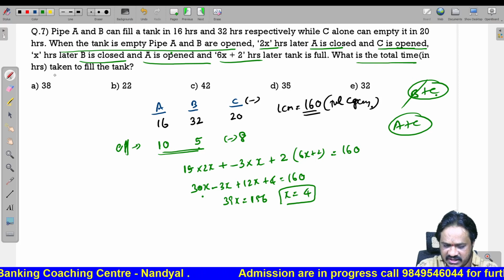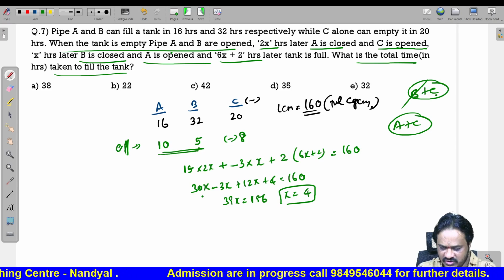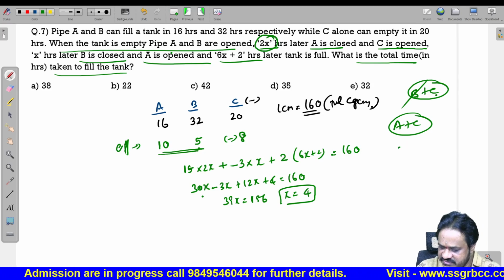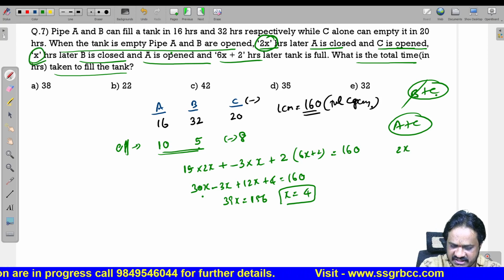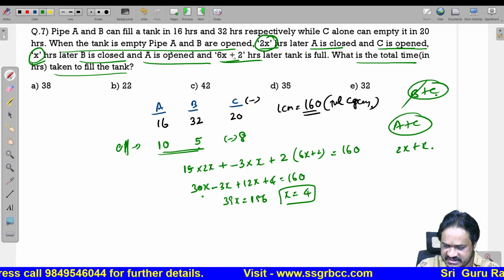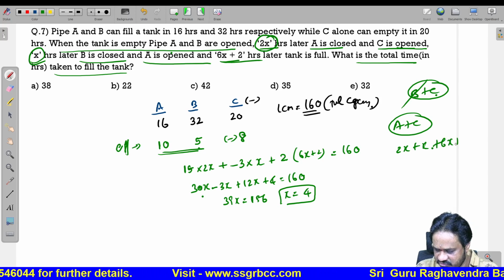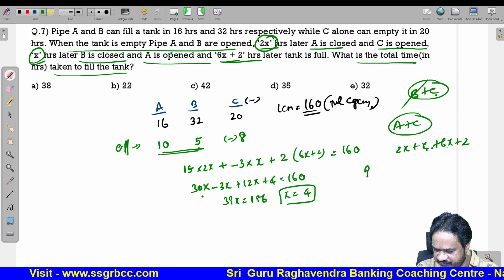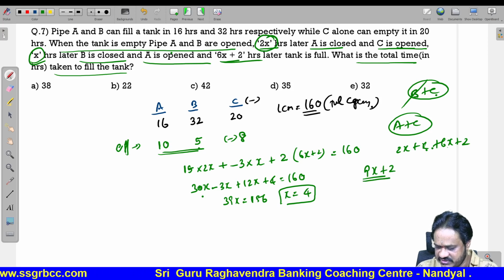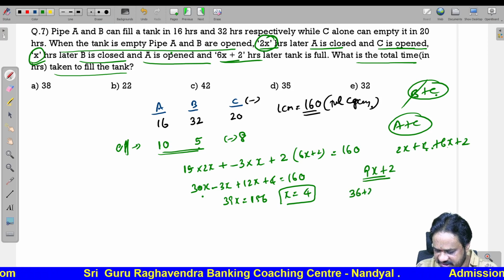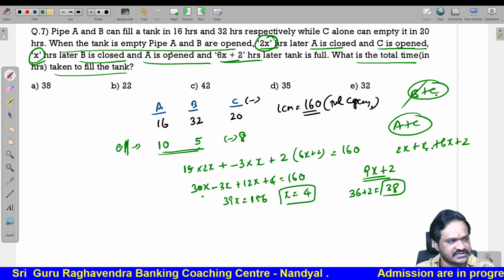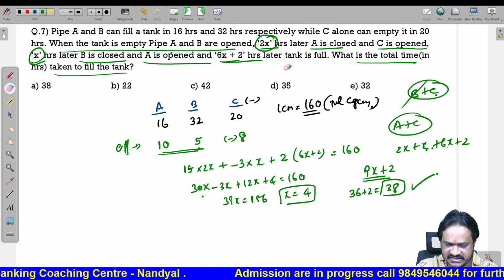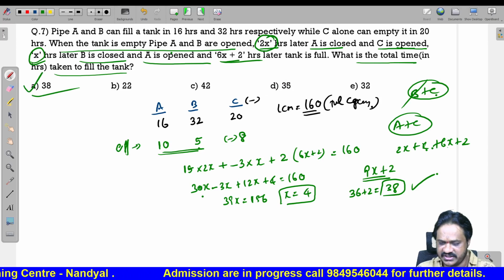What is the total time taken to fill the tank? In the first case, how many hours? 2x hours. Next case, x hours. Next case, 6x plus 2 hours. If you do the total, 2x plus x, 3x, 9x plus 2. X value 4, so it is 36 plus 2, that is 38. Total tank is filled in 38 hours. The answer is 38. Option 1 is the correct answer.